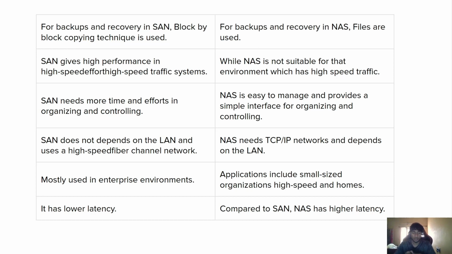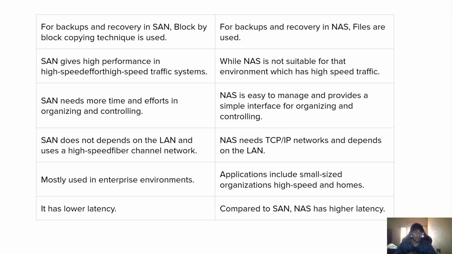As I said before, huge chunks of data are divided into data blocks in SAN, whereas in NAS these are stored as files, and data offsets or byte offsets are used to locate them. Based off of that, to provide data redundancy or backup and recovery, these data blocks are copied in SAN, whereas in NAS, files are used. SAN needs more time and effort in organizing and controlling, and needs higher technical knowledge to operate. NAS is easy to manage and provides a simple interface for organizing and controlling.